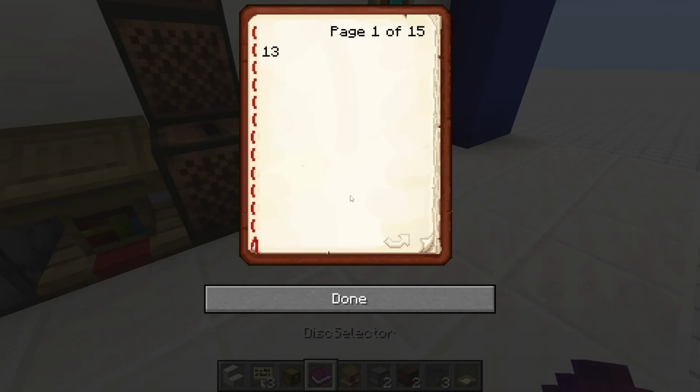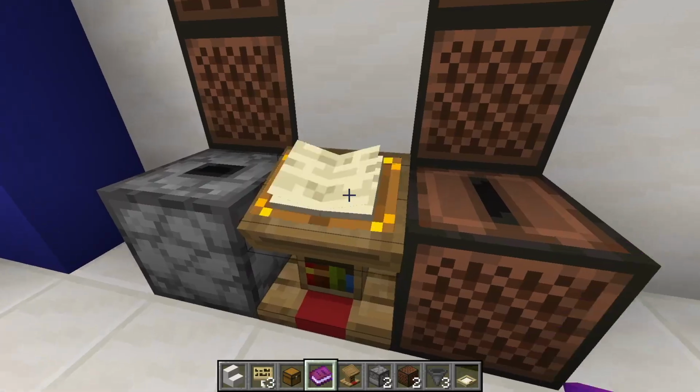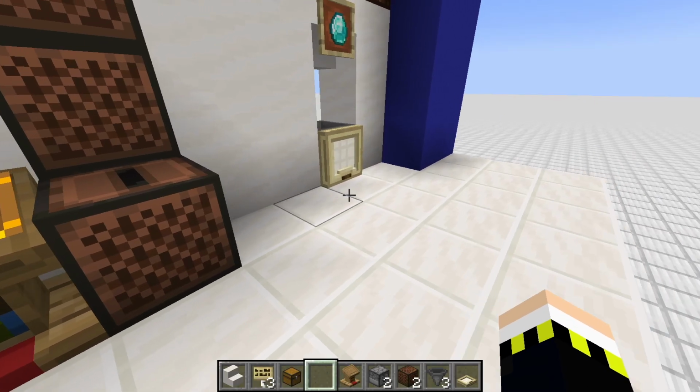We need to write a book with all the music discs. So we have 13, cat, blocks, chirp, far, mall, melody, stal, strad, ward, 11, wait, otherside, and pigstep. And on the 15th page you need to write something, but you need 15 pages, otherwise it won't work. So then we can insert that book already.